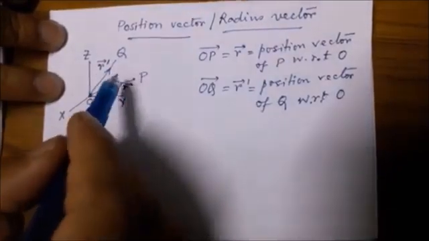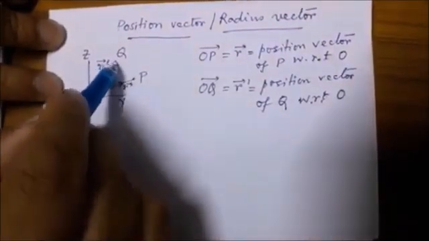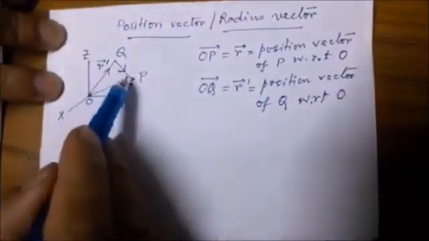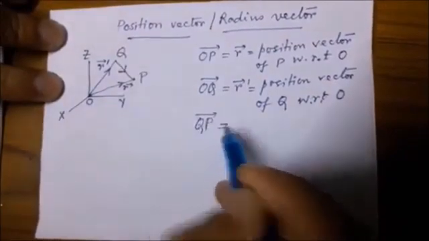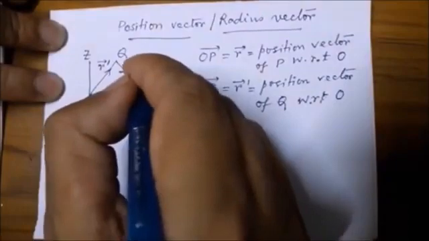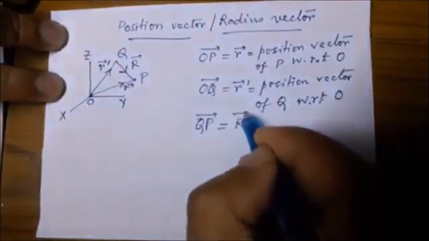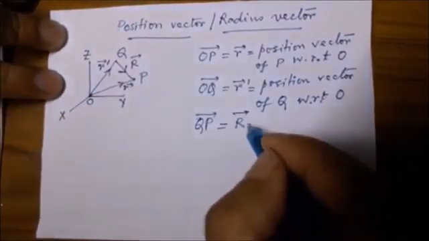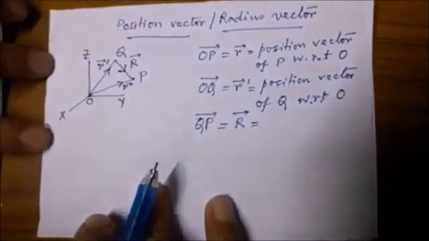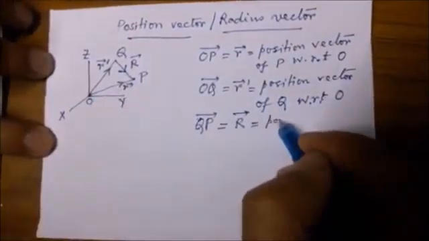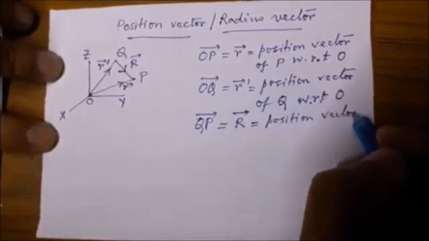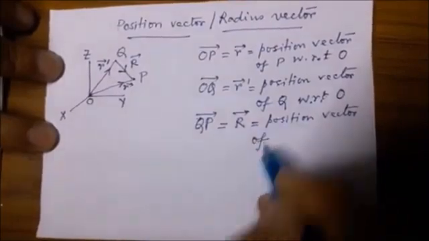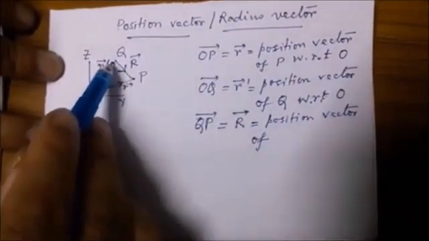Now let us join P and Q. Let us define a vector QP. So QP, and let us call it capital vector R. So this capital vector R or QP is the position vector of P with respect to Q.